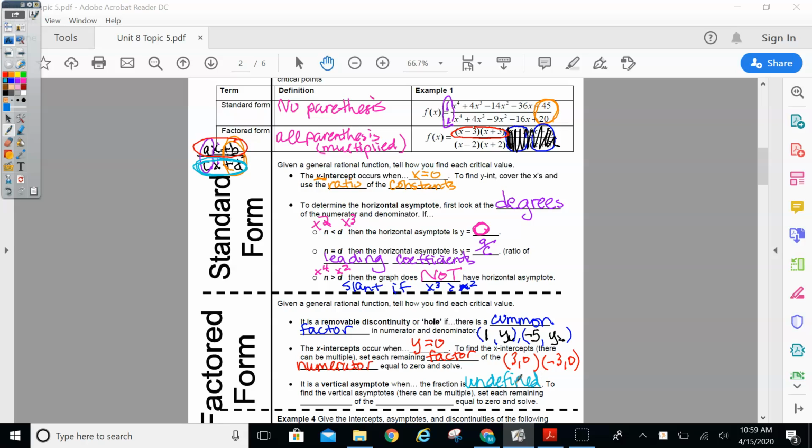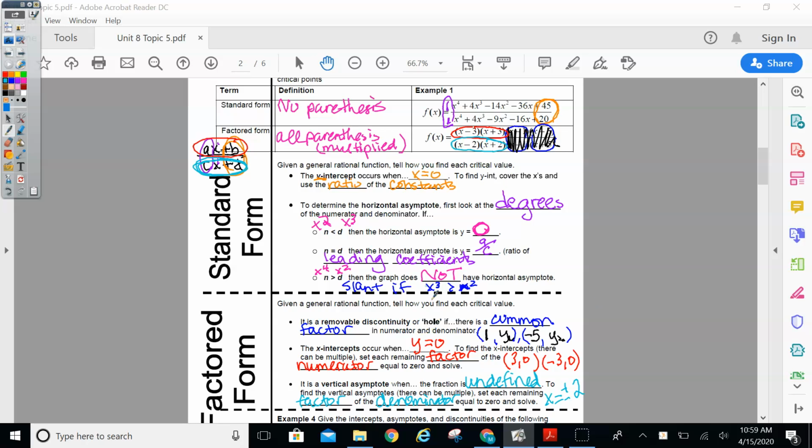A fraction is undefined when the denominator is 0. So you set the remaining factors of the denominator equal to 0 and solve for x. So here are the remaining factors of the denominator. Those are going to be x equals +2 for this one and -2 for that one. So I'm just going to write it as plus and minus 2. Okay, so that's the main idea of this section.